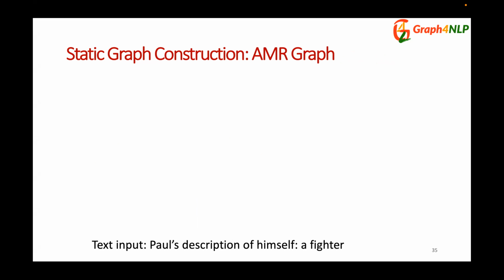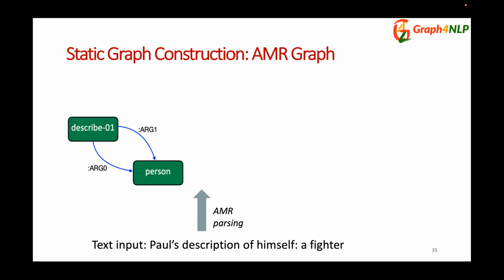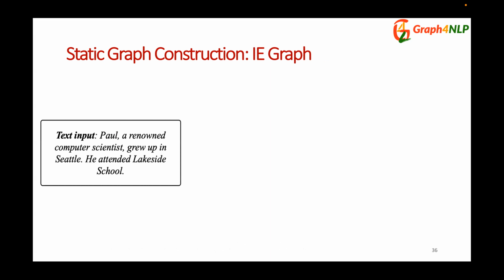Next, let's talk about AMR graph construction. The AMR graph captures various semantic information of the sentences, such as semantic roles within a sentence, coreference, named entities, and so on. They preserve the semantic meanings of text while abstracting away the syntactic representations. That can help complement the raw text by providing high-level abstract information. Given a sentence like Paul's description of himself, a fighter, we can apply AMR parsing tools to convert it to a graph.